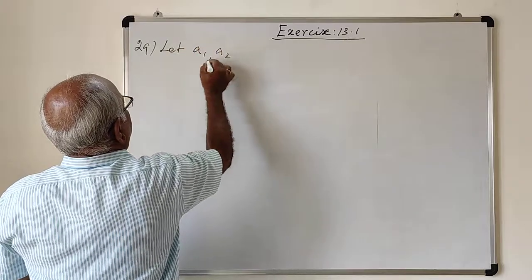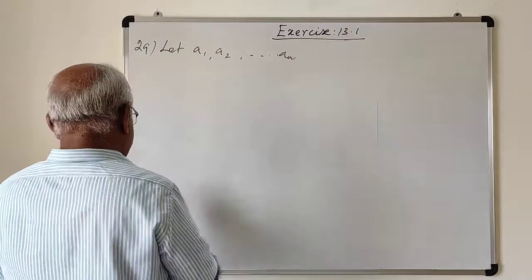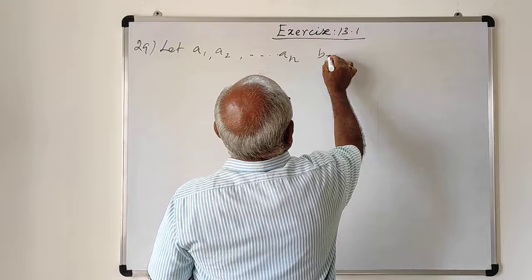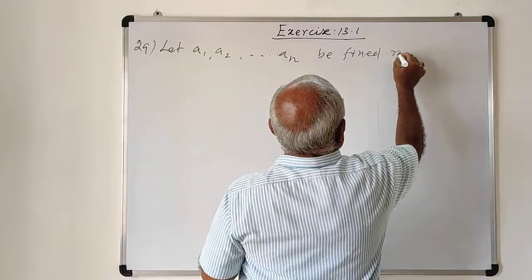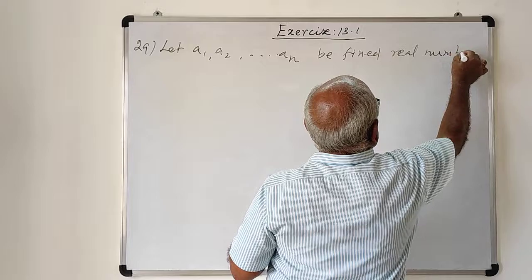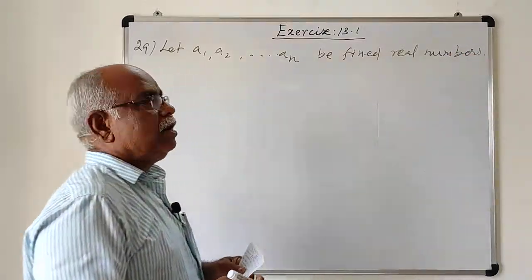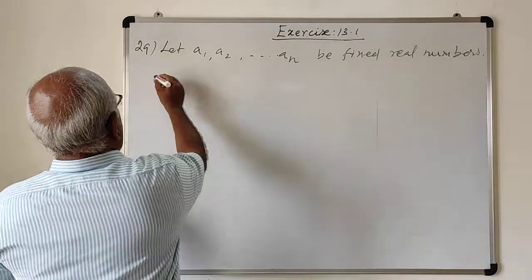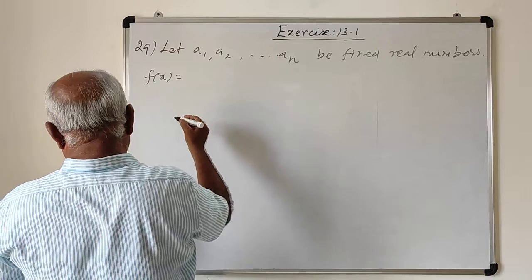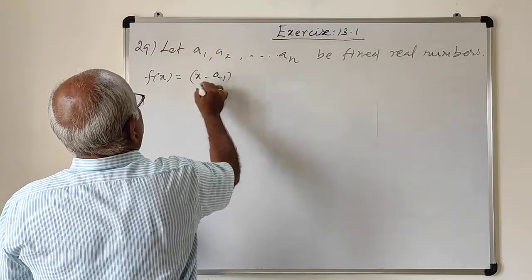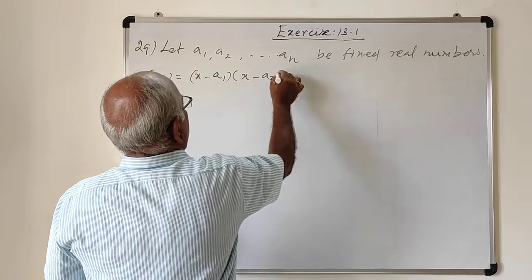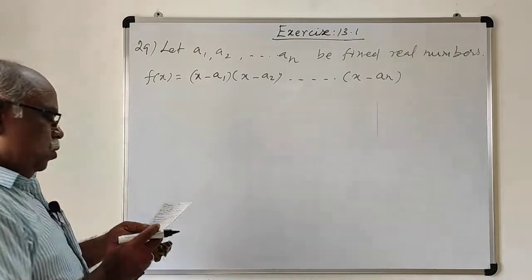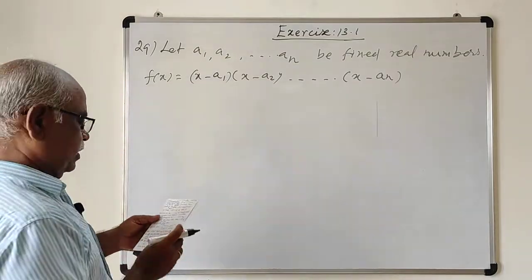Let a1, a2, etc., an be fixed real numbers, and f of x equal to x minus a1 into x minus a2 etc. into x minus an. This is f of x. What is the limit as x tends to a of f of x?